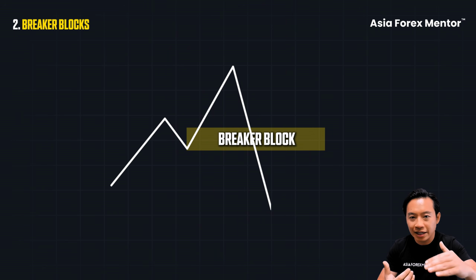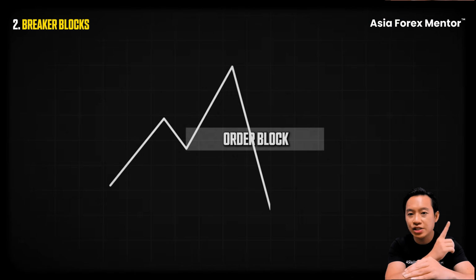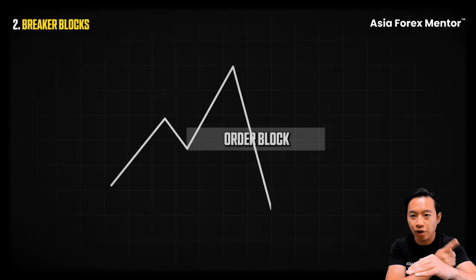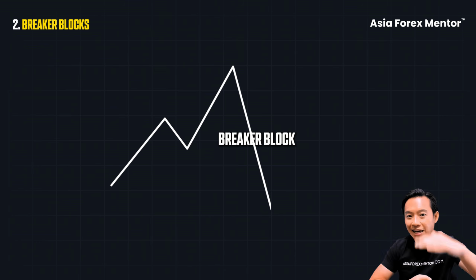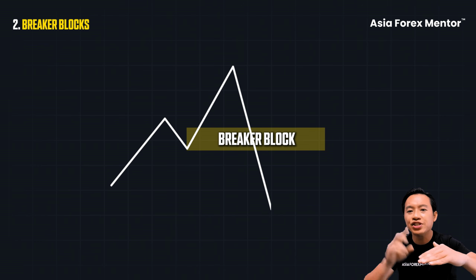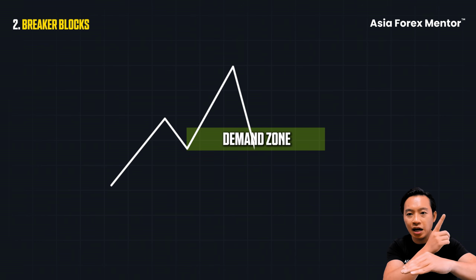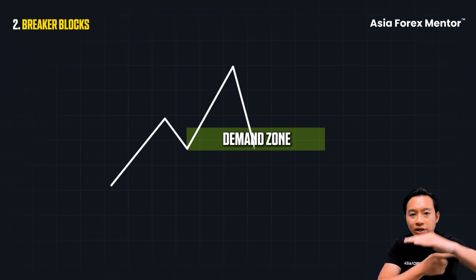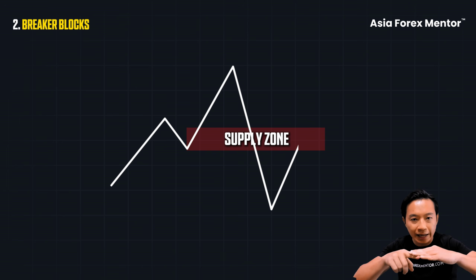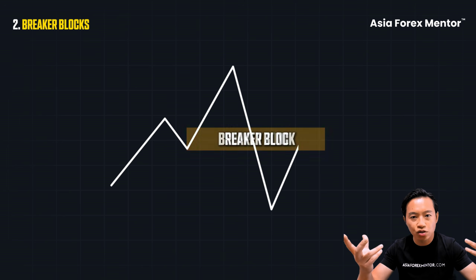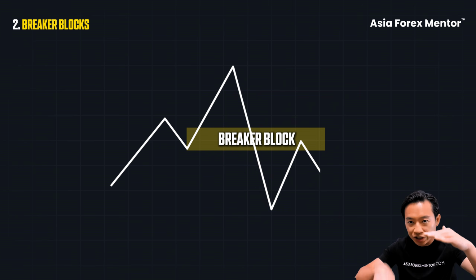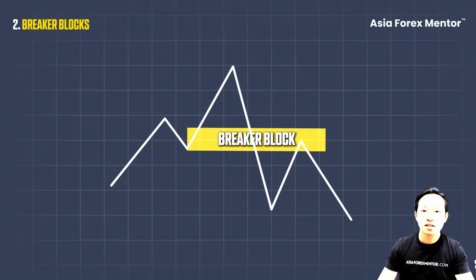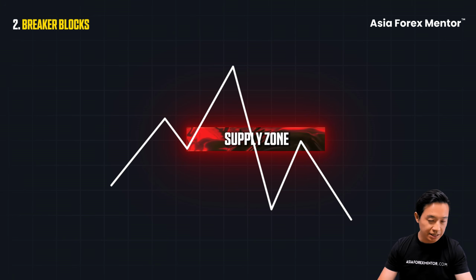So now think of it like this. A breaker block is simply a previous order block that price no longer respects. Once it gets broken, that level doesn't lose its importance. It just changes its role. So, for example, what used to be a zone of demand will now flip into a zone of supply, and vice versa. So when price returns to that level, it often rejects, giving us a new setup itself.